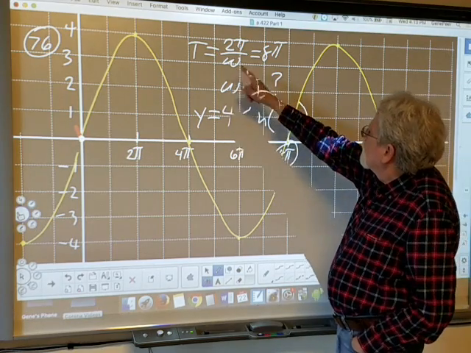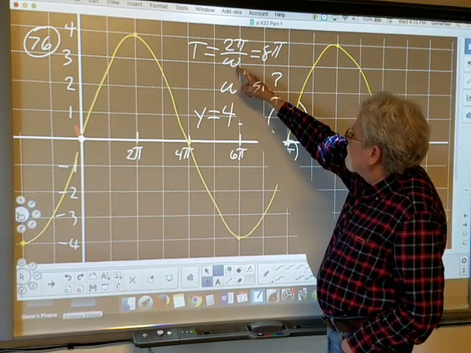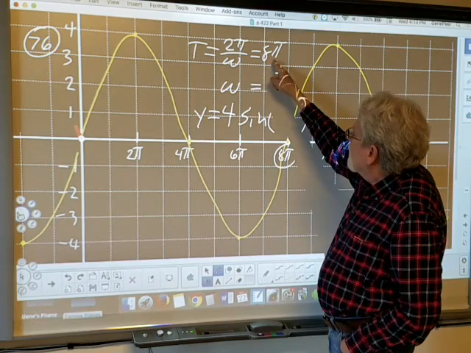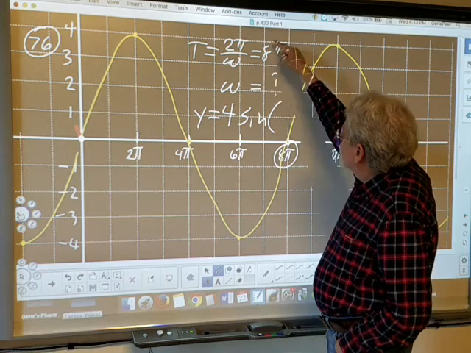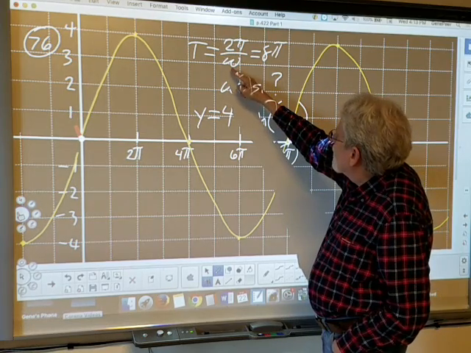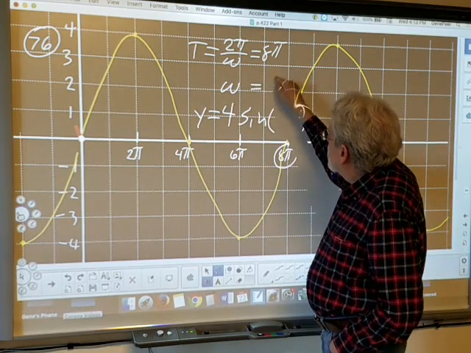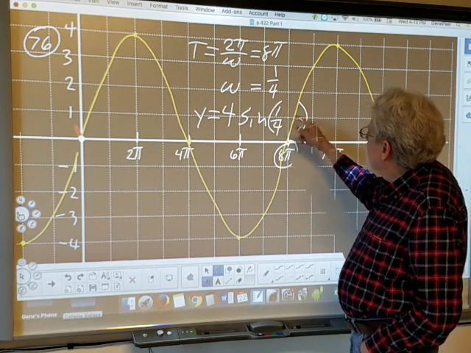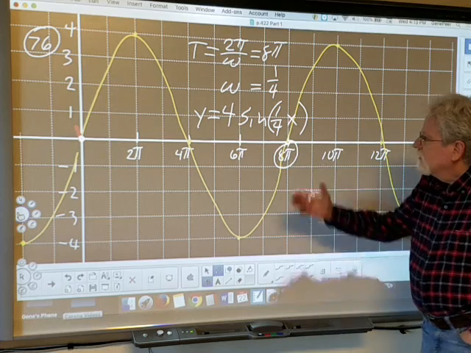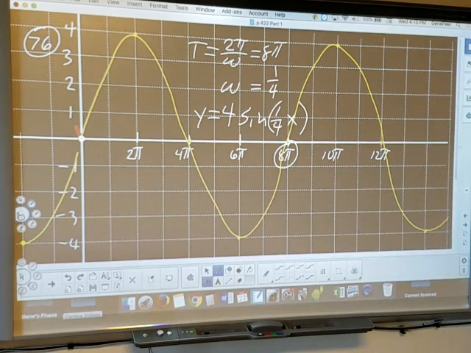So we know that the period, 2 pi over omega, is 8 pi. Solve for omega. Multiply by omega, divide by 8 pi. The pi's cancel, we get 1/4. So we have 1/4 x done. 4 times sine of 1/4 x.